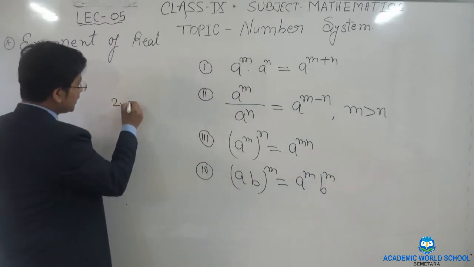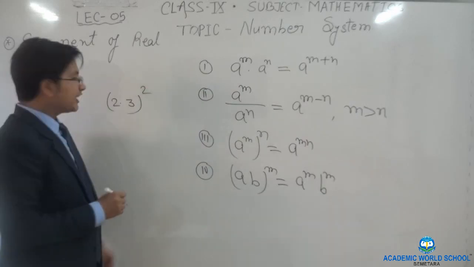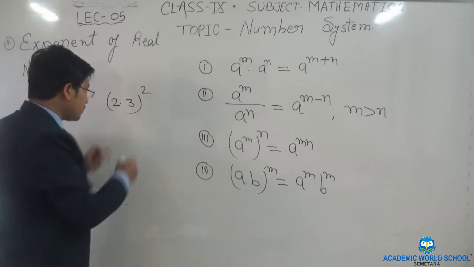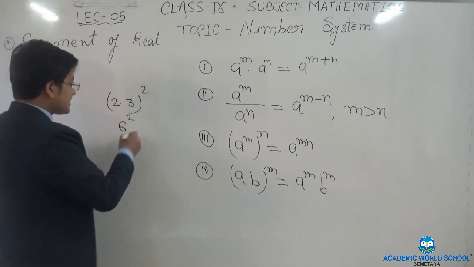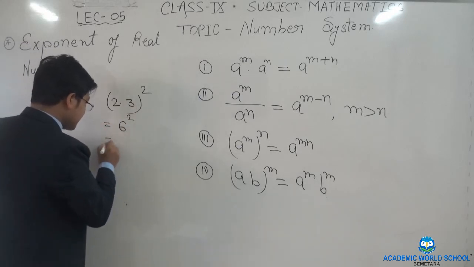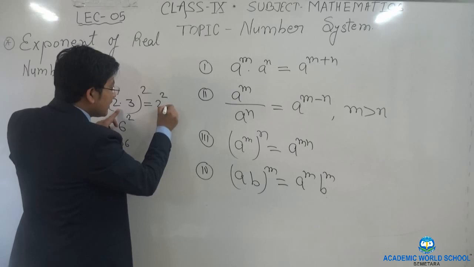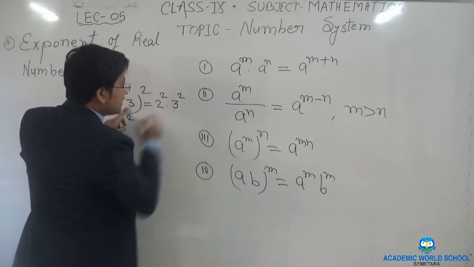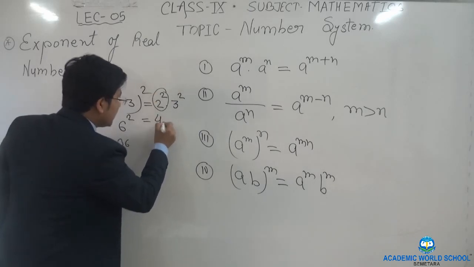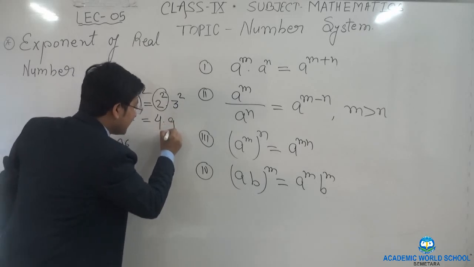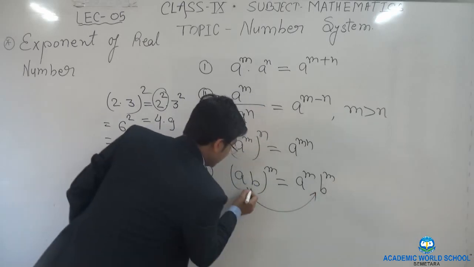If I am writing 2 into 3, okay, and if I am writing power 2, so it means this is 2 into 3, 2 into 3, it will be 6 square. And 6 square is what? 36. Now I can write this as 2 square and then 3 square. So now 2 to the power 2 is 4 and 3 square will become 9 and now this will become 36. So this is what this property is all about.